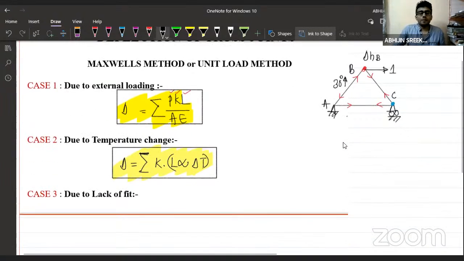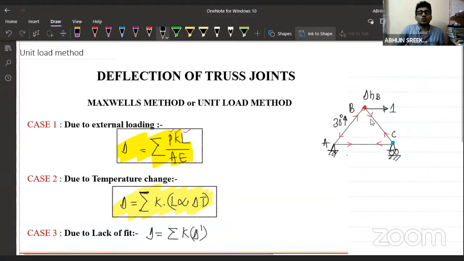Okay. Similarly, what is the equation for finding the displacement due to lack of fit? The equation here is sigma K into delta dash. What is delta dash? Delta dash is actually the lack of fit in various members. Suppose this is the member I am considering, and I am telling that this member is 10 mm shorter, or that this member is 5 mm longer. 10 mm shorter means I am considering it as negative, and 5 mm longer as positive. This is how we represent it.